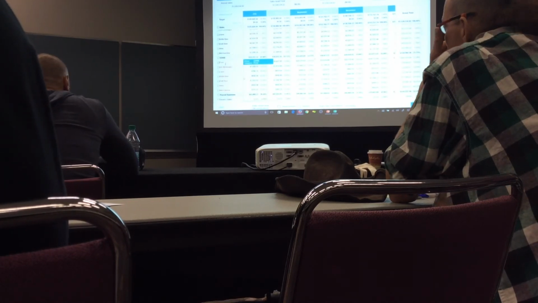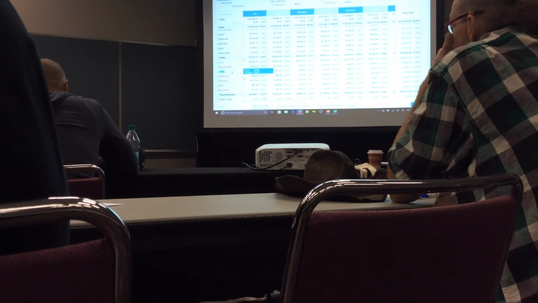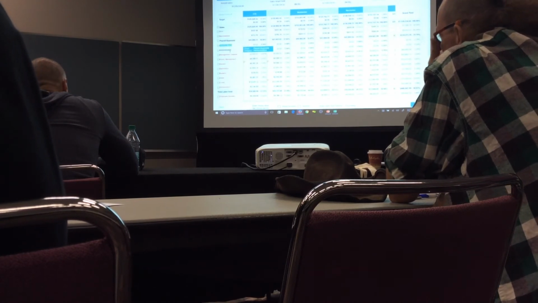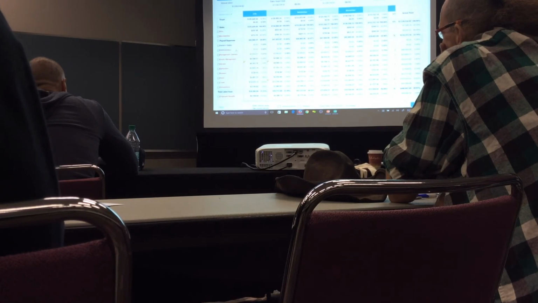Now, there is one thing I skipped. Notice cost of goods sold, see, that's red. Labor cost, that's black, and that's red. All I do is right click and I make it a part of prime cost or not. See, it's red now, because all labor is not a part of prime cost.